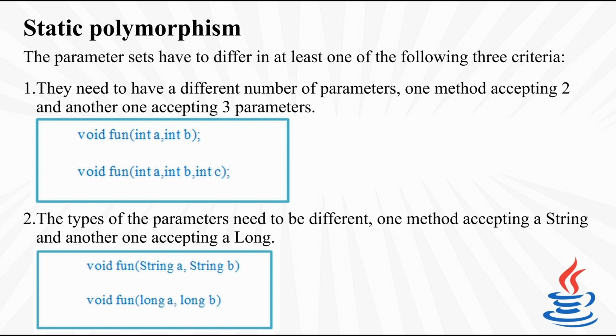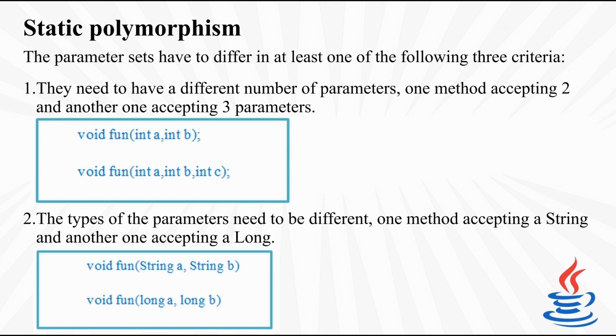Java allows you to implement multiple methods within the same class that use the same name but a different set of parameters. This is called method overloading and represents a static form of polymorphism. The parameter sets have to differ in at least one of the following three criteria. First, they need to have a different number of parameters. For example, one method accepting 2 and another accepting 3 parameters.